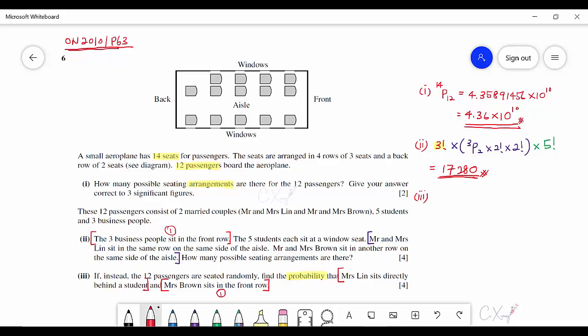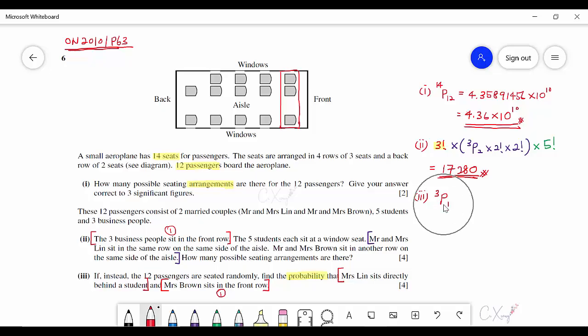Okay, so Mrs. Brown sits in the front row. So for the front row, you are having three seats here, and you want to arrange Mrs. Brown in. Therefore, it should be 3p1, or it is just a 3. So 3p1 or a 3 means that Mrs. Brown can have 3 possible seats here. In other words, 3p1 means that you want to arrange one person into one of the 3 empty seats. So it should be 3p1.